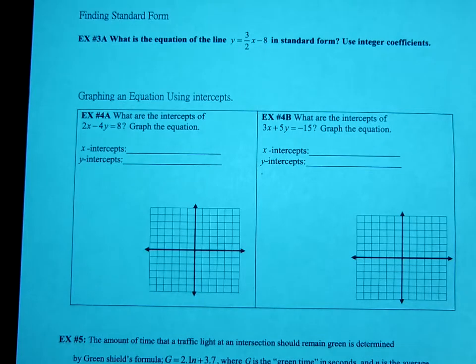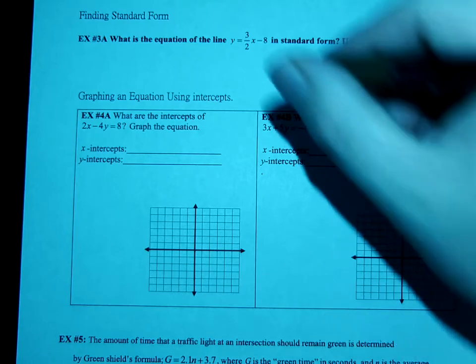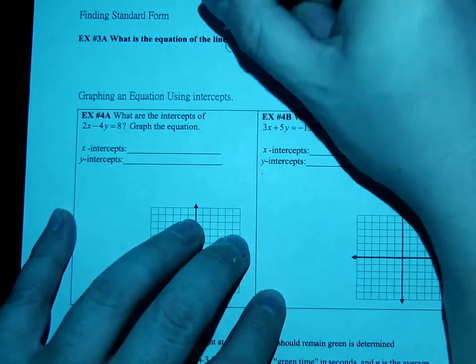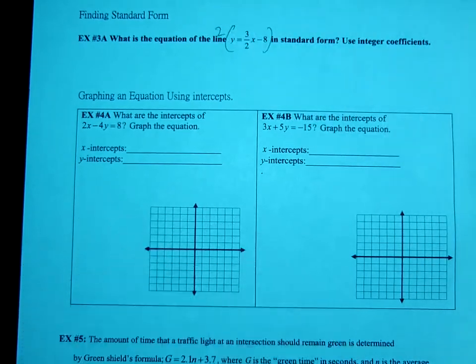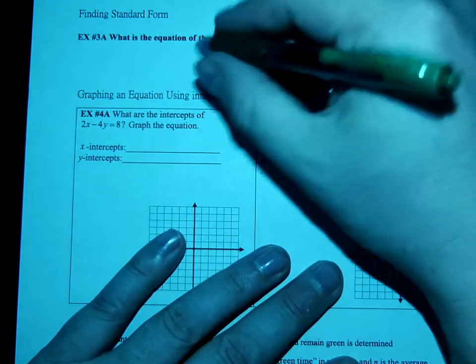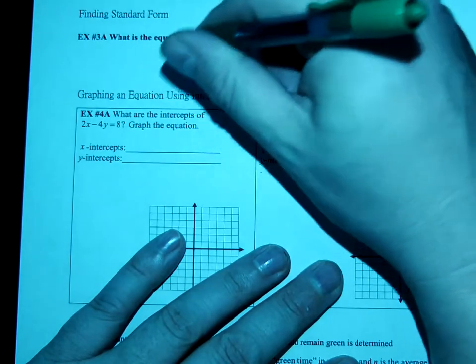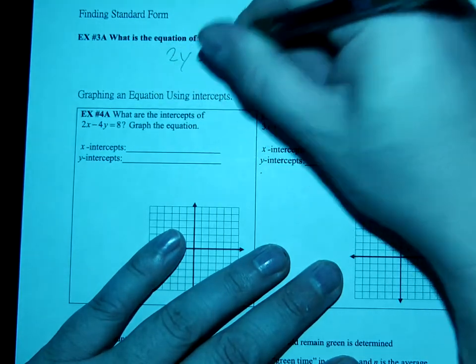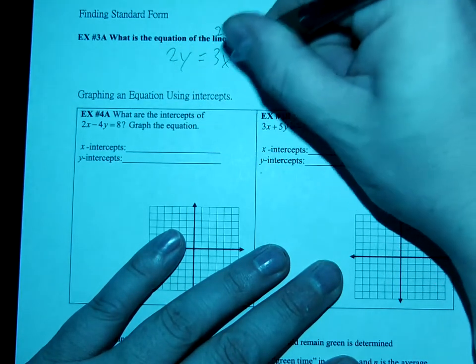So to start off, to find standard form, what you want to do is eliminate the fraction on the slope. So I'm going to start off by doubling everything. Why am I doubling everything? Because standard form does not have fractions. Okay, so I'm going to take this and write it as 2y is equal to 3x minus 8.